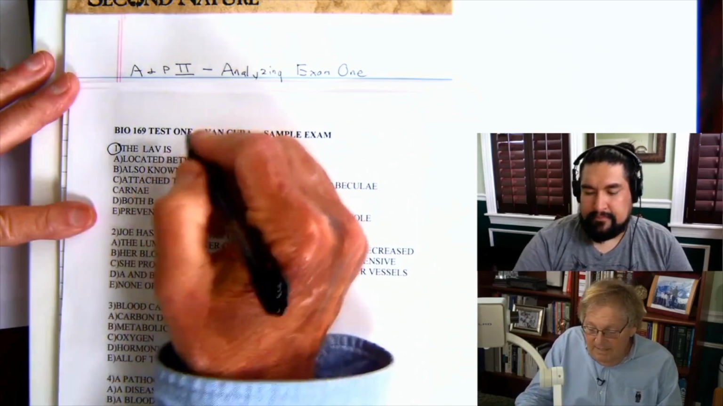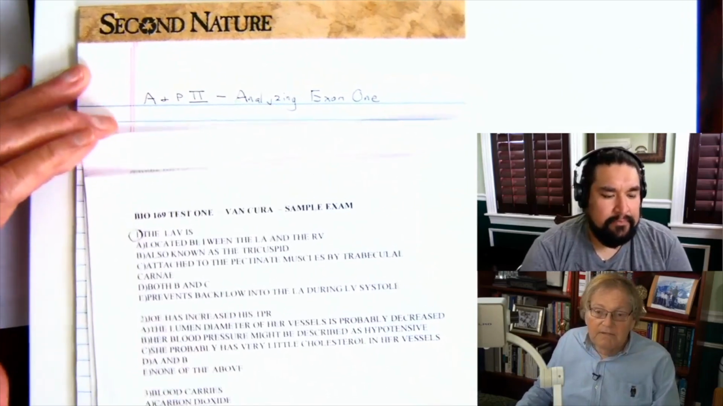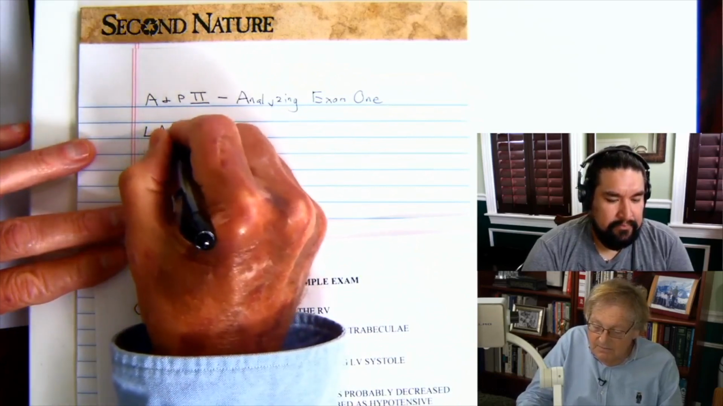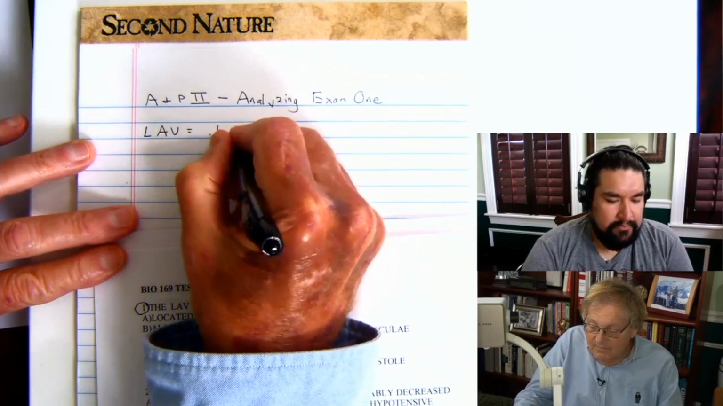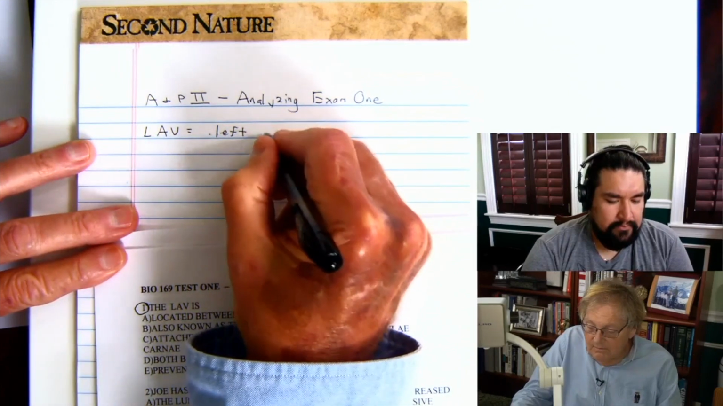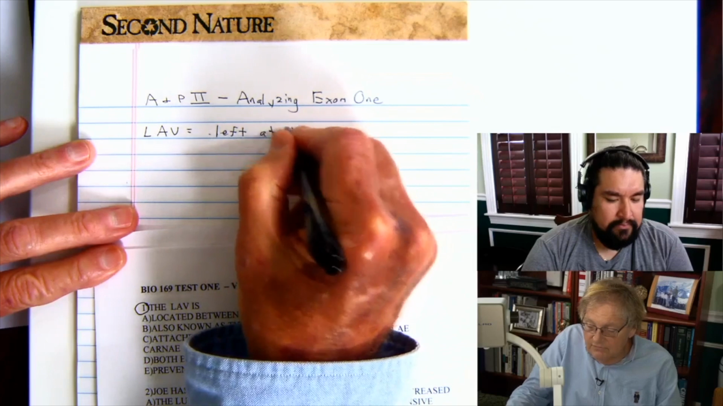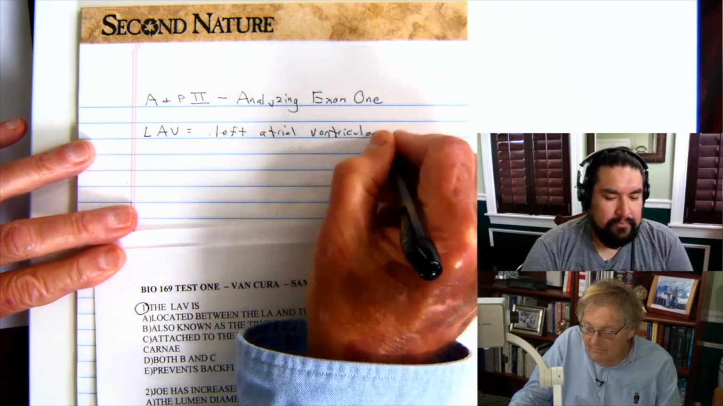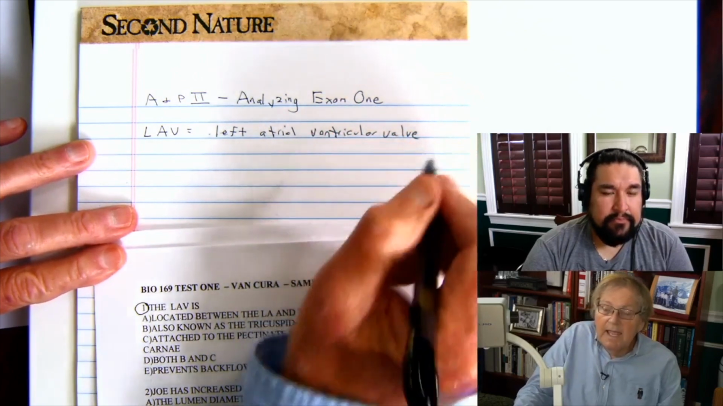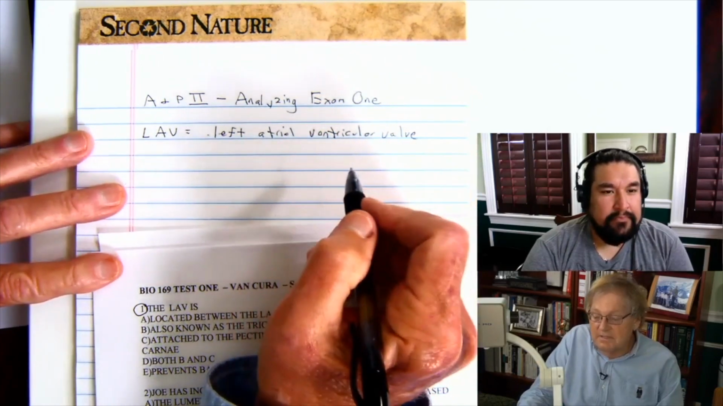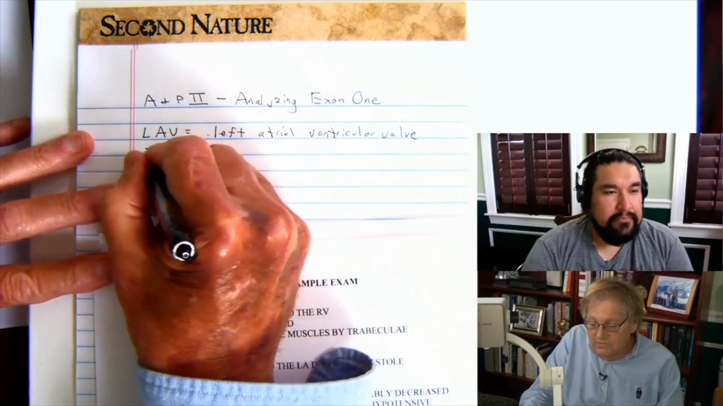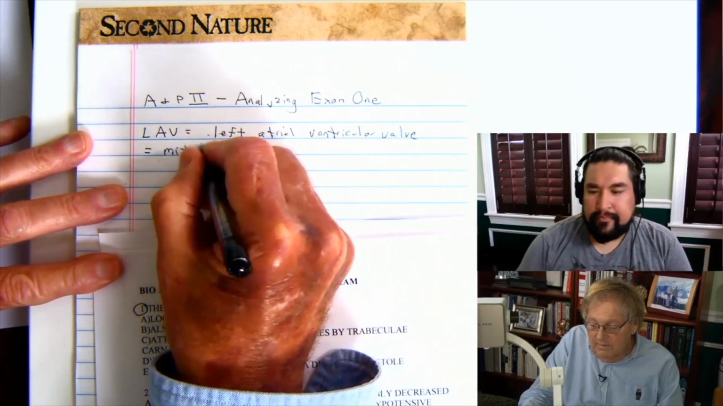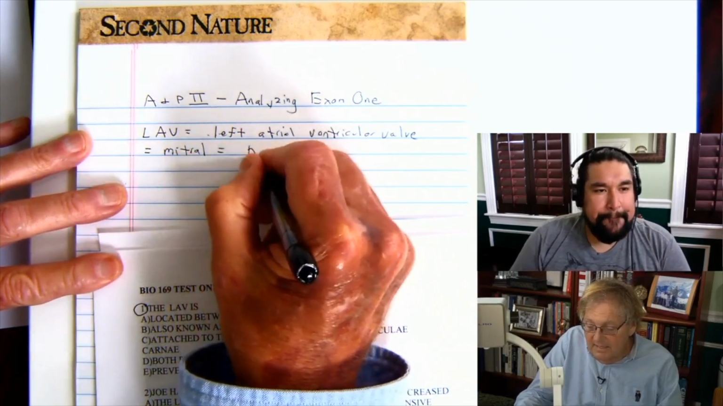Well, I know the LAV, and I'm just going to write this on this page for you. Just remember the LAV is another name for the left atrial ventricular valve. And if you've watched the lectures in that, you'll see that the LAV is also called the mitral valve, and it's also called the bicuspid valve.